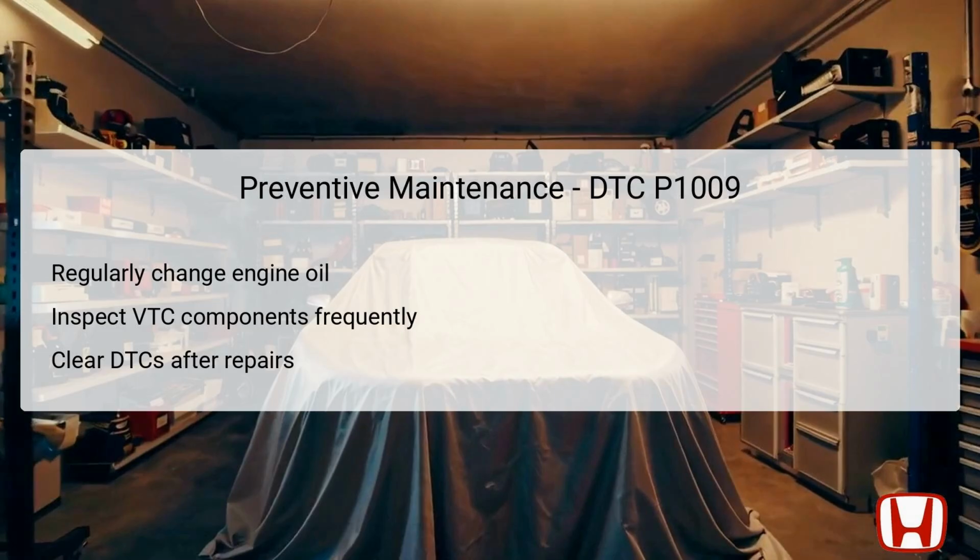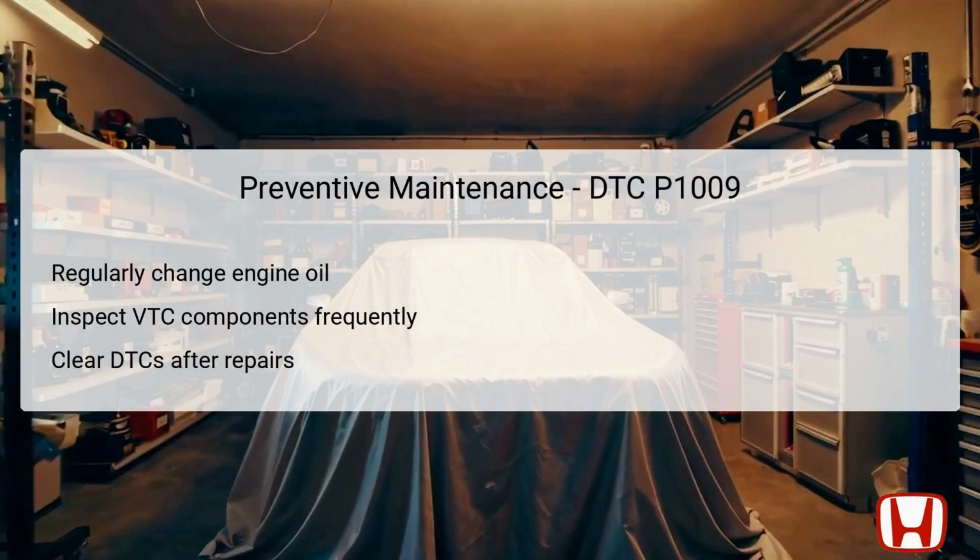One essential aspect is to regularly change the engine oil, as fresh oil helps keep the VTC system clean and functioning smoothly, preventing clogs that could trigger faults. It is equally important to perform periodic inspections of VTC components, notably the strainer and actuator, to catch any potential issues early. Additionally, after any repair or maintenance, clearing DTCs is crucial to reset the engine control module, ECM, and monitor for new codes that might emerge.